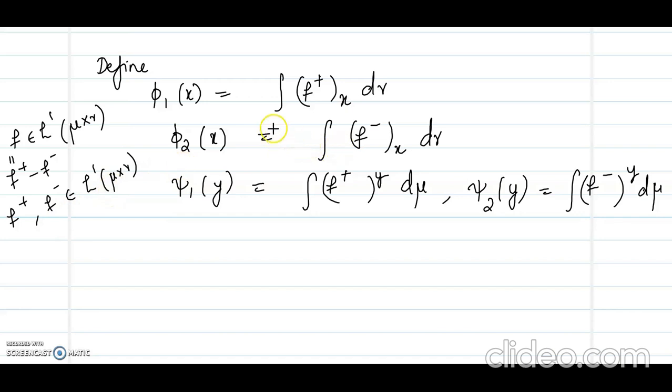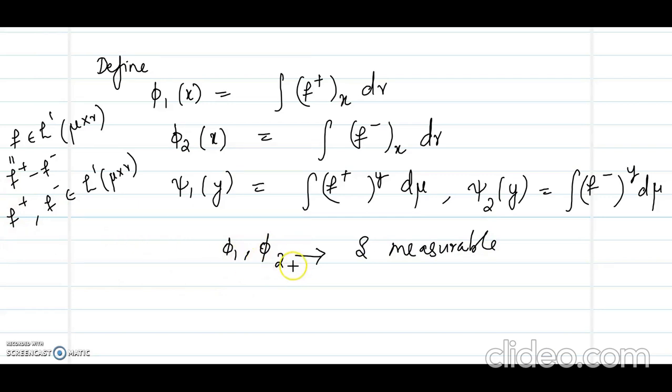then if you define, take phi 1 and psi 1 from f plus, and similarly take phi 2 and psi 2. So we can see that by the previous theorem, phi 1 and phi 2 will be S measurable. So phi 1 and phi 2, since f plus is integrable, phi 1 will be S measurable.